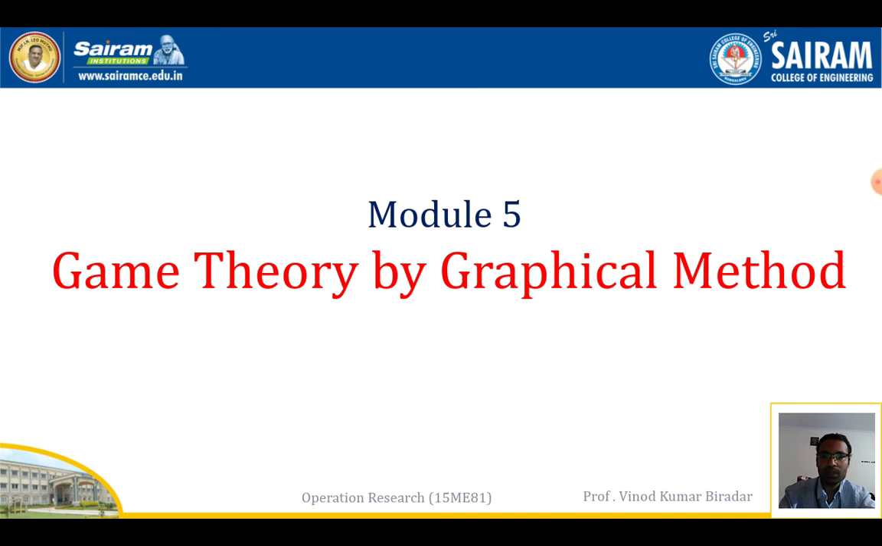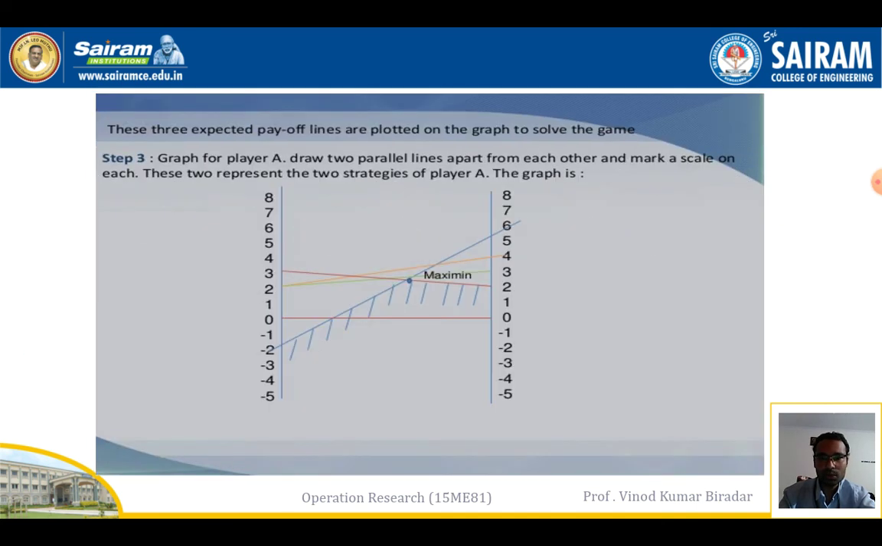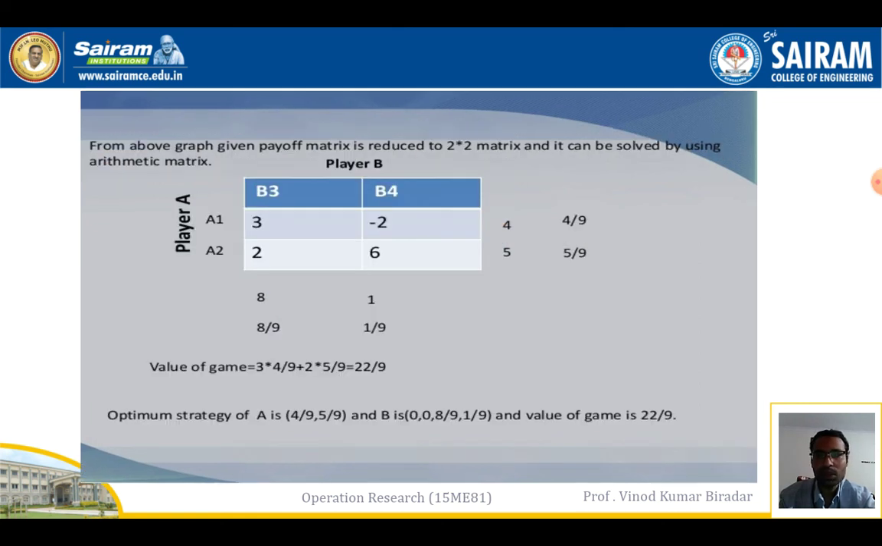I hope you understand this. How to draw and how to choose this maximum value is very important. How I chose this maximum point: here B is the strategy where B is more. Top is B and downwards is A. That's the purpose for which I chose that point. For that point there are two lines crossing, 3 and 2 and minus 2 and 6. With the help of this we can solve easily.